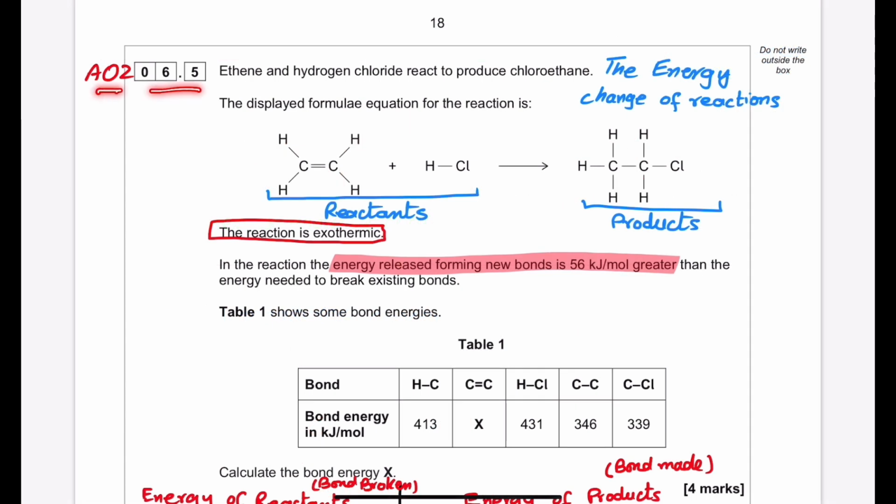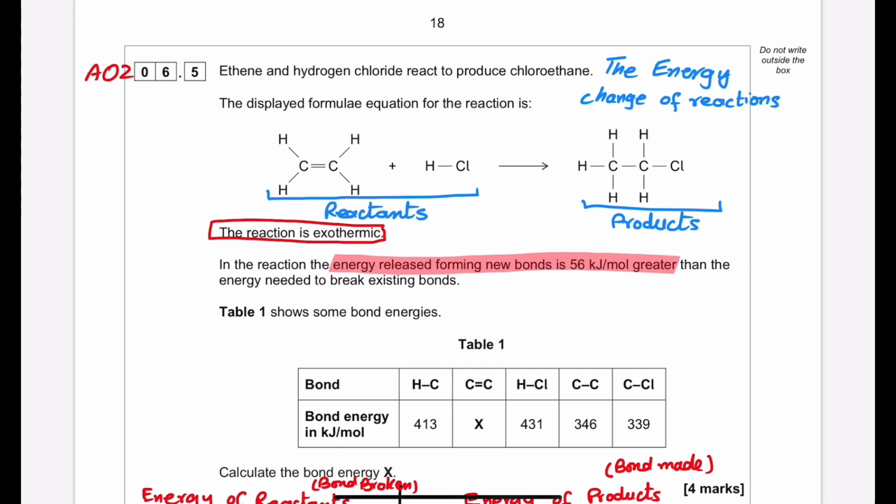6.5 is a NO2 question. Ethene and hydrogen chloride react to produce chloroethane. We have display formula like ethene plus hydrogen chloride, HCl. They react together and they form chloroethane. These are my reactants. These are my products. The reaction is exothermic, so it is the key information. So energy is released from inside the reaction to the surrounding.